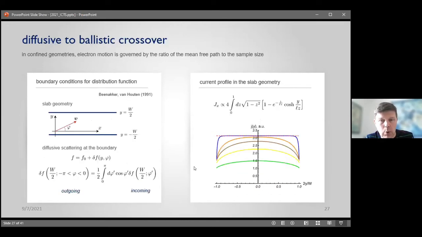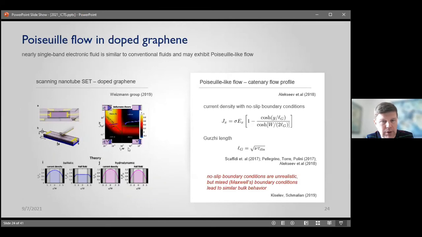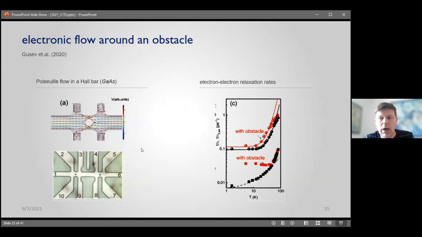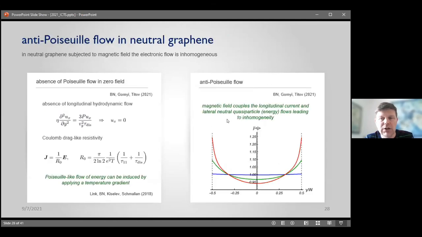But that inhomogeneity looks very different from the Poiseuille flow. You see, the Poiseuille flow, as we were talking about in this doped graphene, looks like this. It has a very small velocity at the edge and maximum velocity in the middle of the channel. And now here, this inhomogeneous flow at the Dirac point looks opposite. The maximum velocity, or the maximum electric current rather, is at the edge, and the minimum is in the middle. That's why we call this picture anti-Poiseuille flow, right?